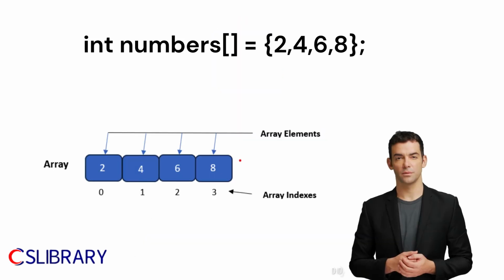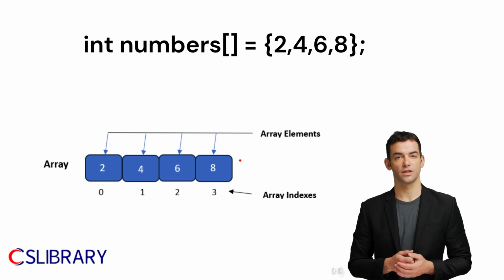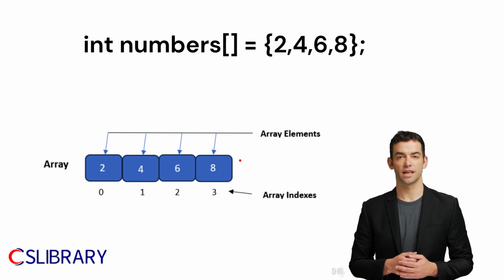In this example, we have declared an array called numbers that can store integer values. We have initialized the array with 4 elements: 2, 4, 6, and 8. Remember, the index starts at 0, so the first element, 2, is at index 0, the second element, 4, is at index 1, and so on.